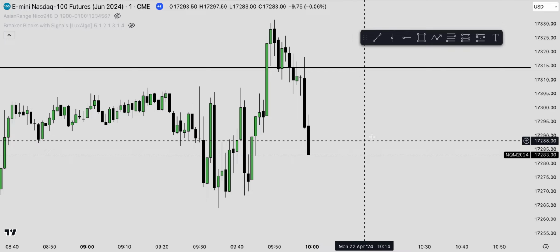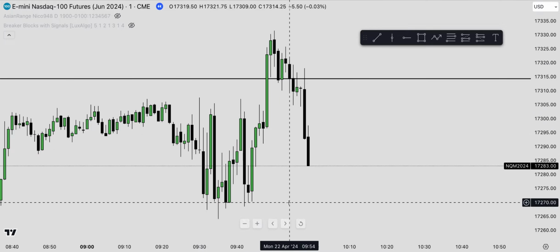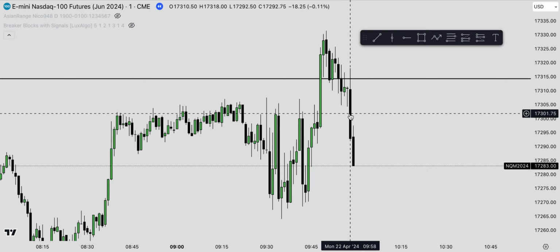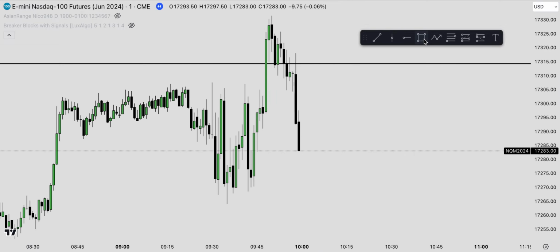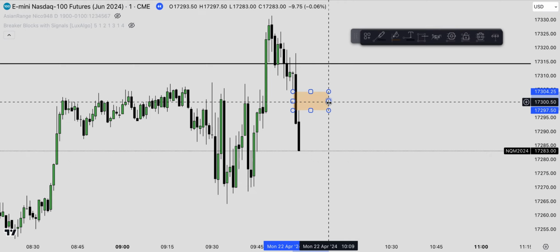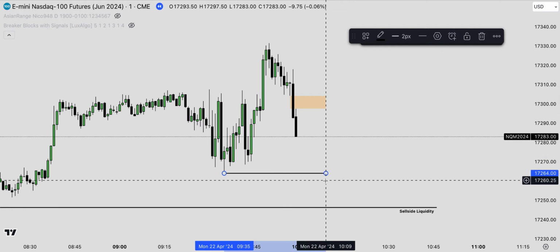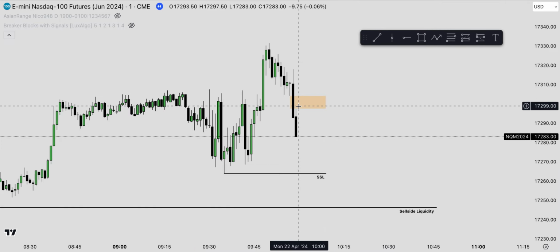So once we actually swept these equal highs here and this buy side level on a higher time frame, I was anticipating a bearish displacement towards the downside, and I was looking to enter off of this fair value gap right here. In this case, my first take profit would be at this sell side liquidity level here, and my entry would be off this fair value gap.